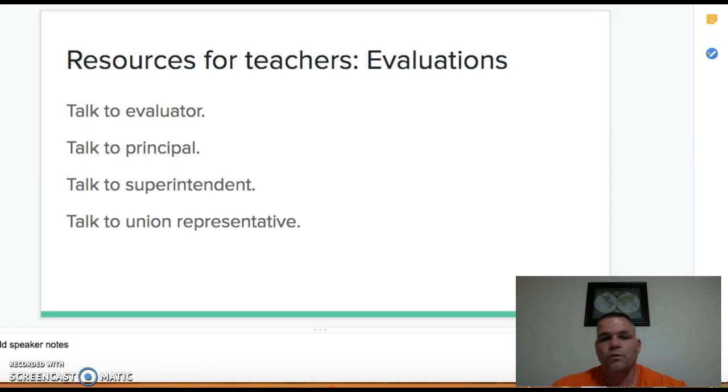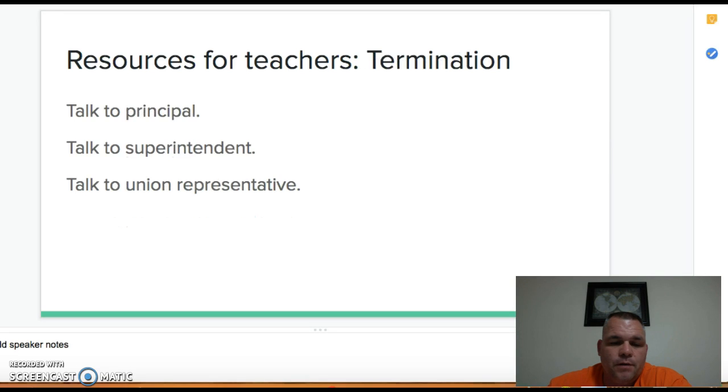Resources for teachers. So if you feel you had an unfair evaluation, obviously, like I said, you talk with your evaluator at the end of it, and if you still disagree, you can go straight to the principal. And if the matter is still not to your liking, you go to the superintendent or to the union. It's straightforward. Pretty much the same thing with termination. If you think you're about to be unfairly terminated, of course, you talk to the principal, and then the superintendent, and then the union, which provides legal representation for all teachers if needed.